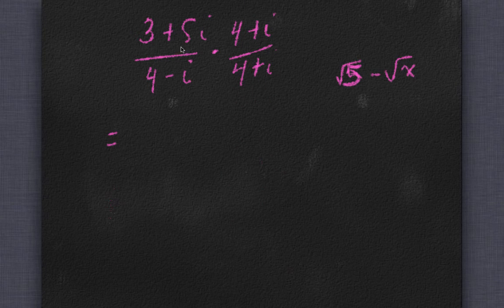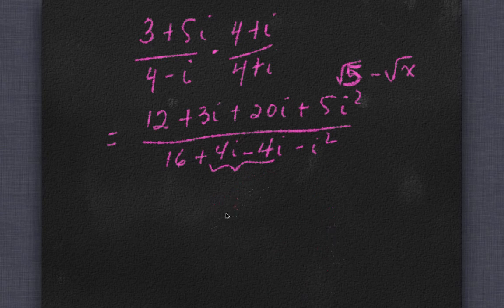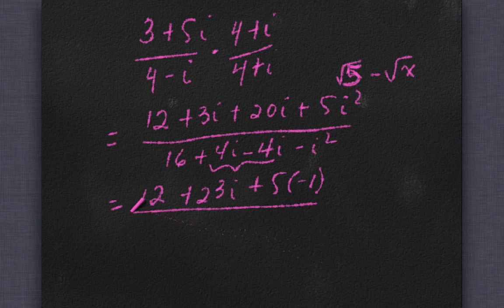So then we distribute up here, so we get first, outside, inside, last, divided by, and then if we fold down here, those two are going to collapse out again. So we have first, outside, inside, last. So these two cancel. So then we have 12 minus, well, I'll just write that step in, plus 23i plus 5 times negative 1. And down here, those are gone, so I get 16 minus 1. So 12 minus 5 plus 23i divided by 17.